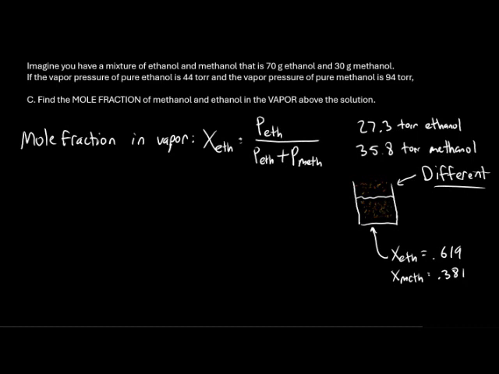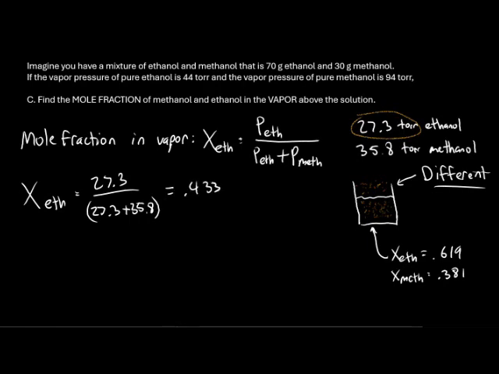Thankfully, we already have all the pressures we need. On the top, we will place our pressure of ethanol, which is 27.3 torr. On the bottom, we'll place our 27.3 torr and add the other pressure, which is 35.8. Again, remember to place parentheses around your denominator. Now we'll perform the operation in the calculator. When we divide, we'll get 0.433 for our mole fraction of ethanol.